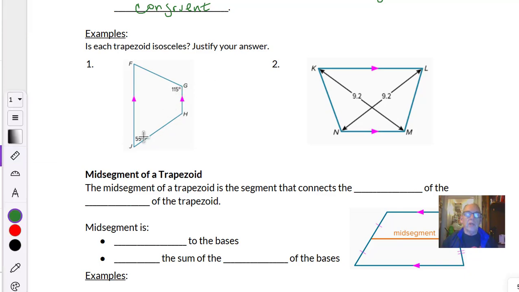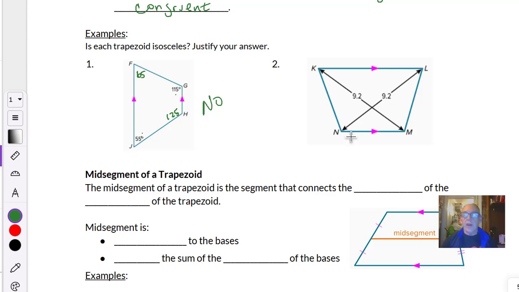Let's see what we got. If this is 55, together these need to make 180. We have parallel lines cut by a transversal. Same side interior angles are supplementary. This is going to be 125 degrees. That gives us the 180. This angle here now is going to be 65 degrees. We do not have congruent base angles, so it's not isosceles.